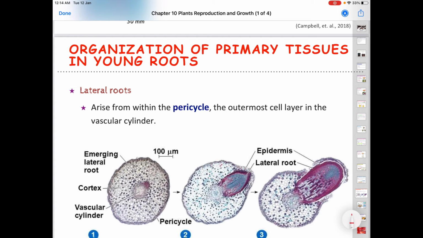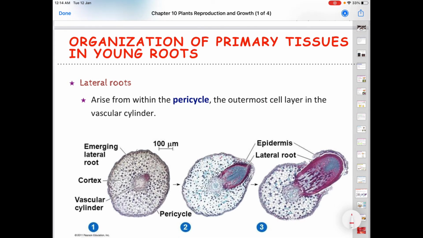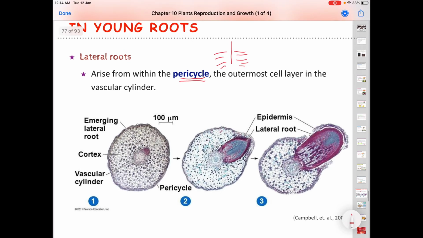Okay, now we go into lateral roots. This is the main root, and these are the lateral roots, which form at the side of the main root. They arise from within the pericycle, the outermost layer in the vascular cylinder. So this is the vascular cylinder, number 1. And in the number 2 image, it starts to grow a lateral root, and then the lateral root protrudes out.